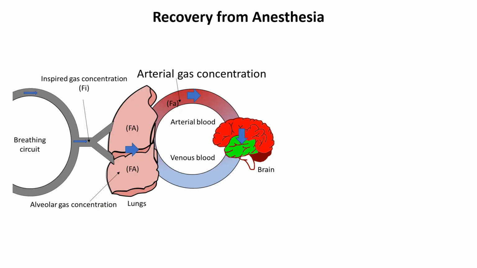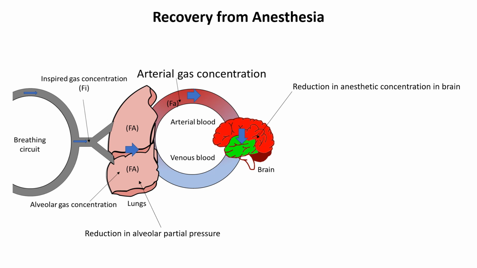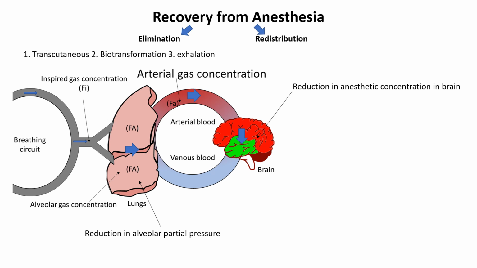Recovery from anesthesia depends on lowering the anesthetic concentration in brain tissue. This is indirectly reflected by a reduction in alveolar partial pressure of anesthetics. Recovery occurs through redistribution and elimination. Anesthetics can be eliminated by biotransformation, transcutaneous loss, and mainly by exhalation. Biotransformation usually accounts for a minimal increase in the rate of decline of alveolar partial pressure. Its greatest impact is on the elimination of soluble anesthetics that undergo extensive metabolism.